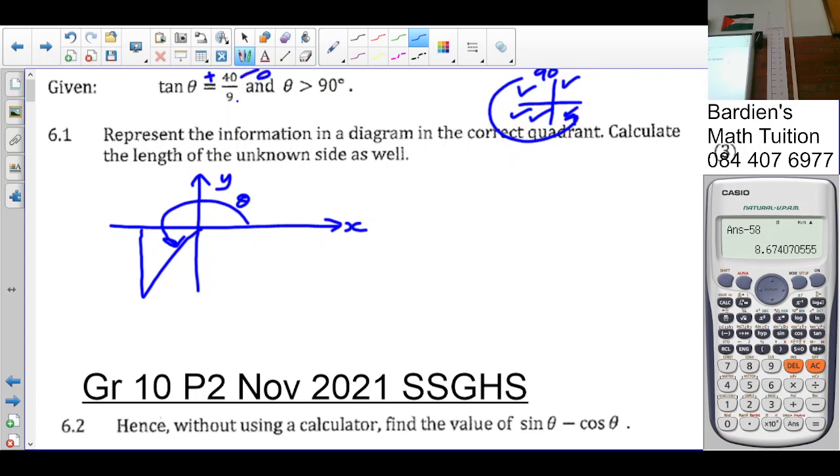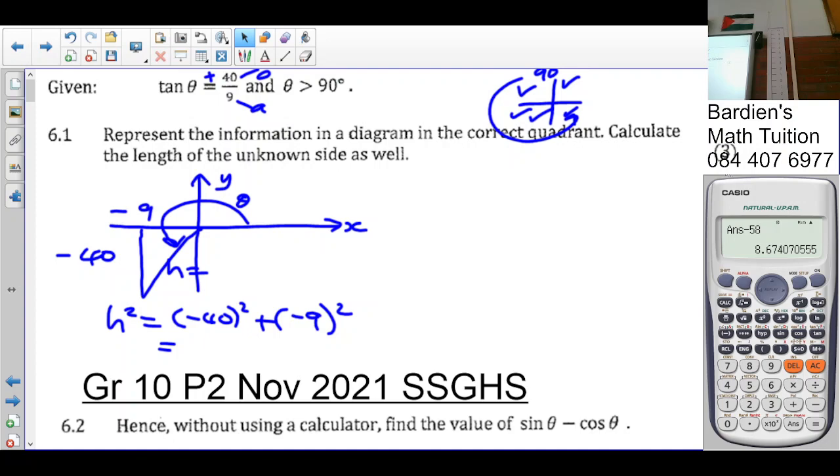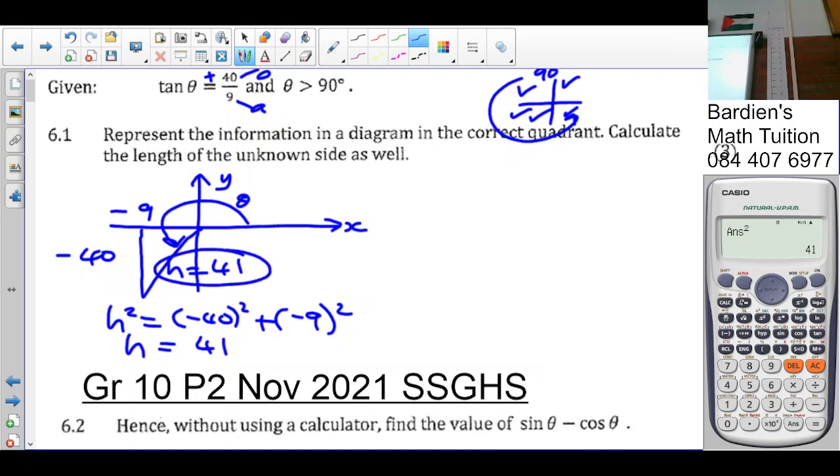What does tan stand for? Opposite over adjacent. So my opposite is 40, my adjacent is 9. But remember that these are on the negative parts of the axes, so the 40 is negative and the 9 is also negative. How do we get the hypotenuse here? You apply Pythagoras. Hypotenuse squared is equal to negative 40 squared plus negative 9 squared. That is 1600 plus 81. The square root thereof gives you 41. So the hypotenuse is 41. Represent the information in the diagram and calculate the length of the unknown side as well. We did that already, so it will be 41.